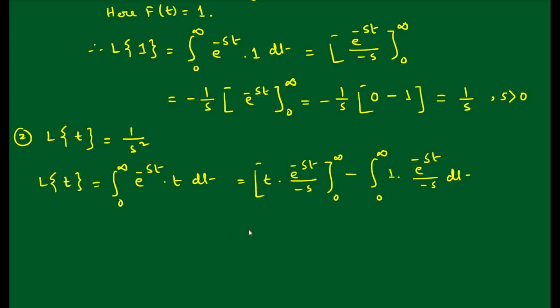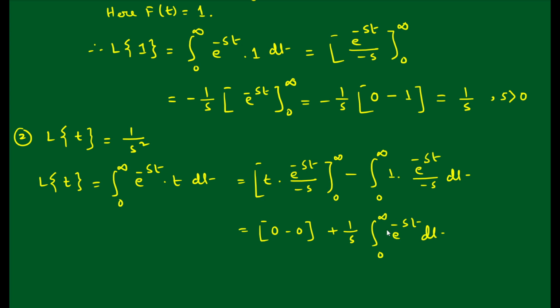Now the first term is very interesting. If you put infinity in place of t, e to the power minus infinity is 0, so this part becomes 0. And when you put 0, this part becomes 0. So when you put the upper limit, the second term becomes 0, and when you put the lower limit, the first term becomes 0. Ultimately this whole term is 0, so it's 0 minus 0. Then minus minus plus, and we bring s outside. So we have the integral from 0 to infinity of e to the power minus st dt.